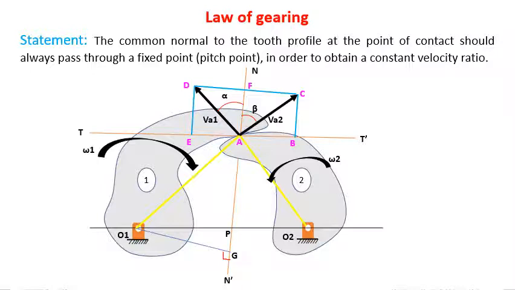I am going to call this one G. Similarly, I am going to draw a perpendicular line from the common normal, and it touches the center of rotation of the second body. This is the figure I require in order to derive the equation for the law of gearing. I am going to call the point where we drew the perpendicular line from the normal to the center of rotation H.